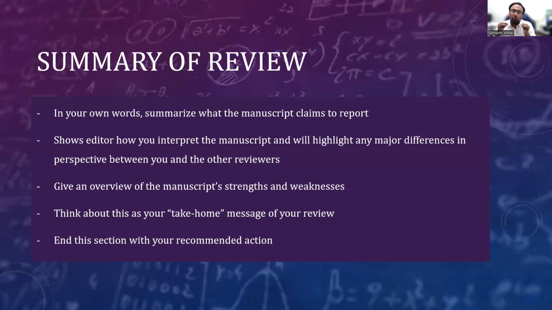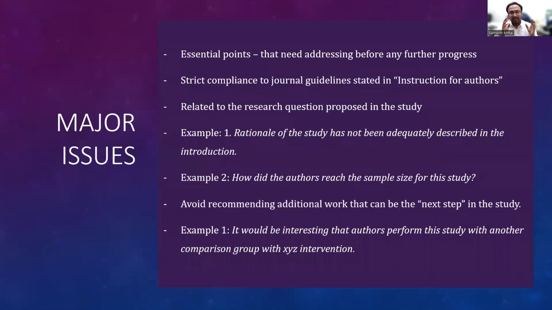Think of this as your own take-home message of the review, and end this section with your recommended action, as per the journal's instructions. Now, the major issues. These are essential points that need addressing before any further progress can be made. These are issues of strict compliance with the journal guidelines stated in the instructions for authors, and issues related to the research question proposed in the study. If there is anything wrong there, then this is a major issue.